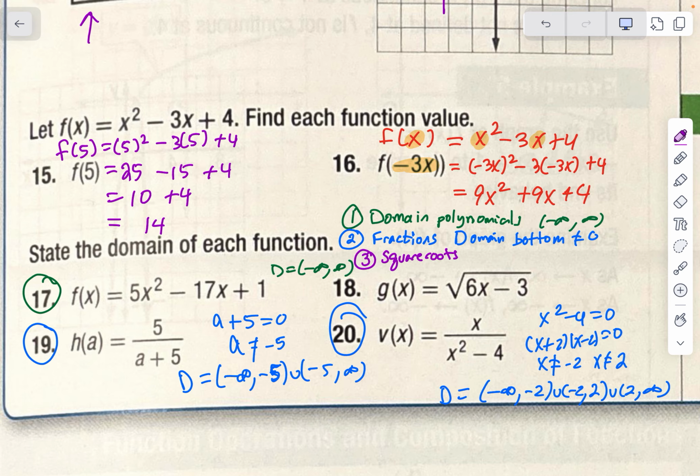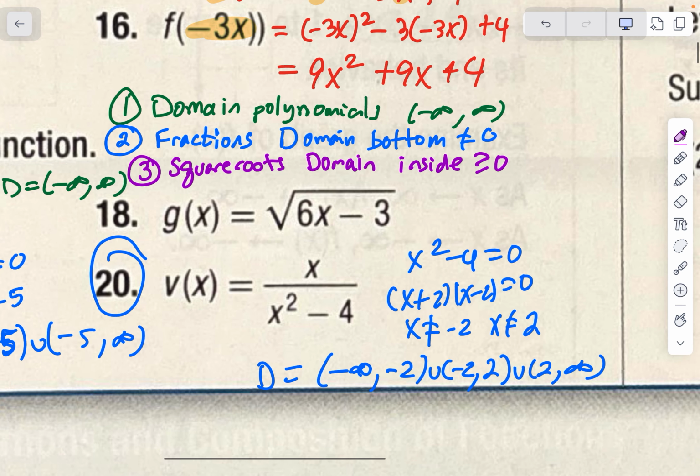Now this is only a concern for even index roots: square roots, fourth roots, sixth roots, eighth roots. In a square root, the domain will be where the inside is greater than or equal to 0. So that's all you do mathematically. Take the inside, 6x minus 3, set it greater than or equal to 0, and see what you get.